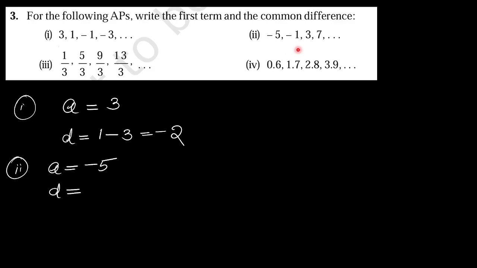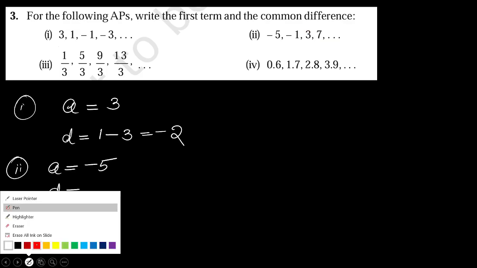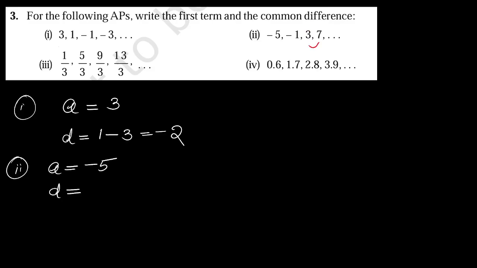So common difference can be found by any term, need not be the second, any term minus the previous term. So which subtraction is much more convenient? Take that pair, 7 minus 3. Will it be the common difference? Yes. Minus 1 minus of minus 5 is also true, but that subtraction appears to be a little hard. So any term minus previous term will be common difference.